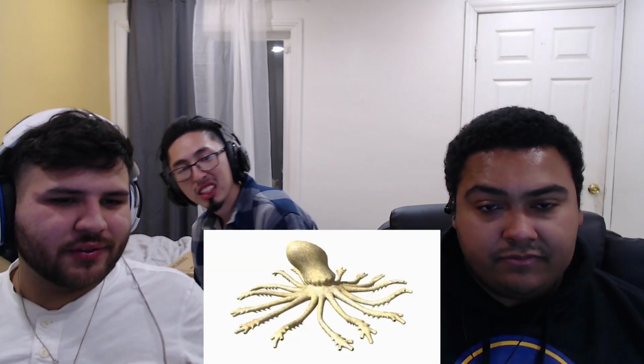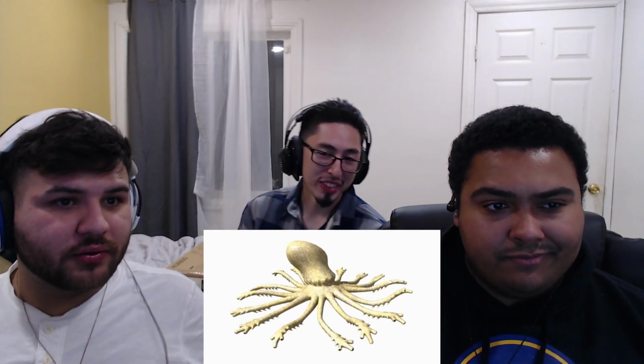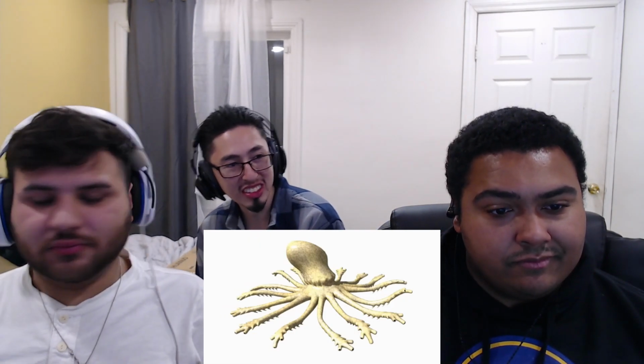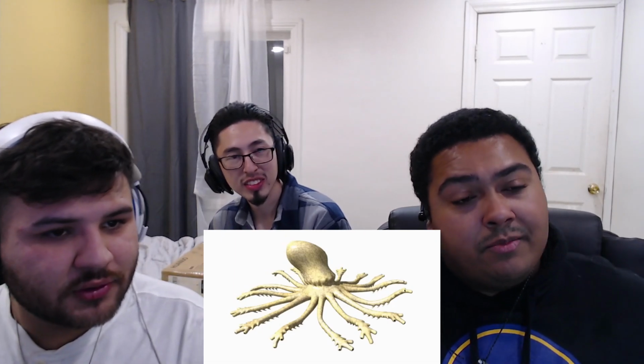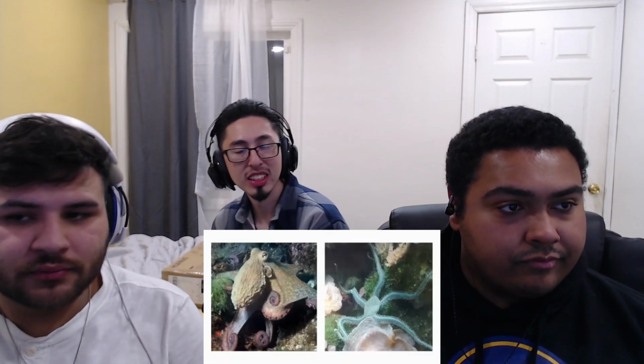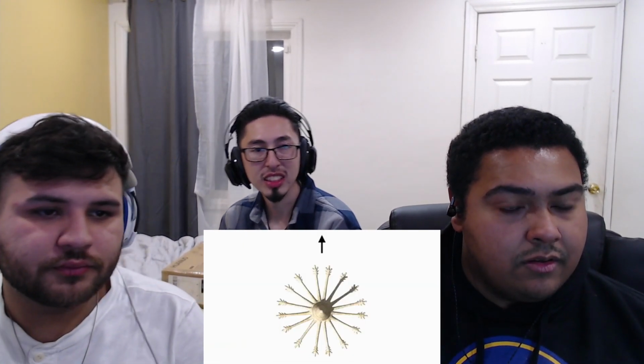When gastrozoans first evolve lifelong motility, they may propel themselves with wafts of their tentacles, or by dragging their bodies along the seafloor like octopuses or brittle stars. Eventually, cephalization may kick in.